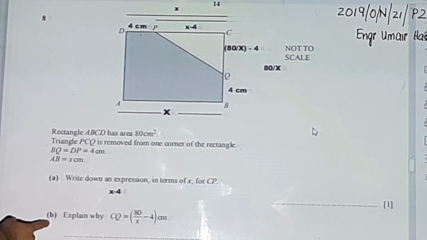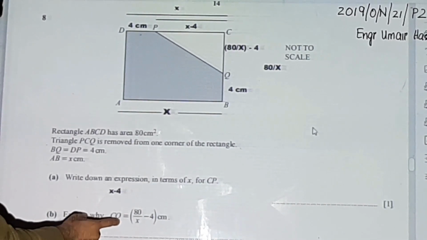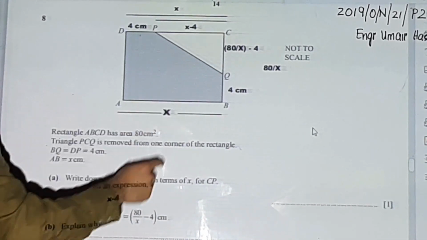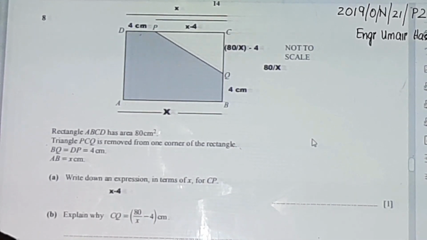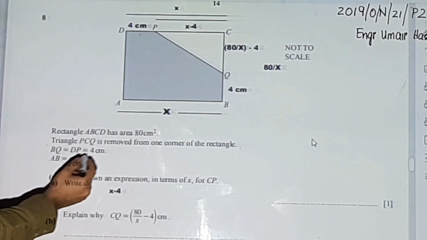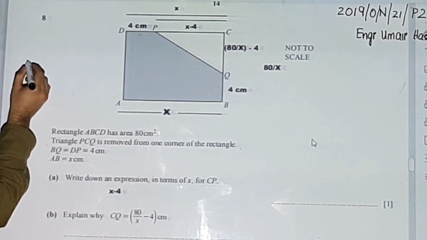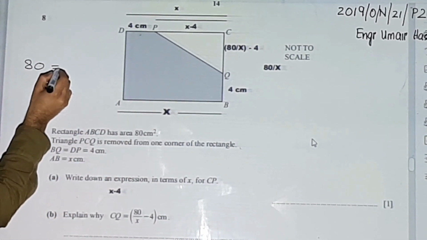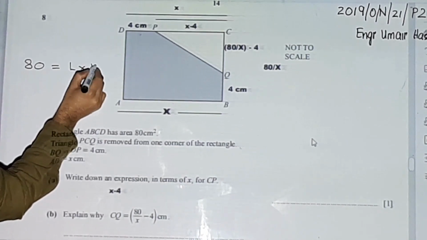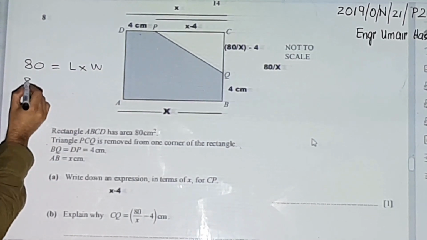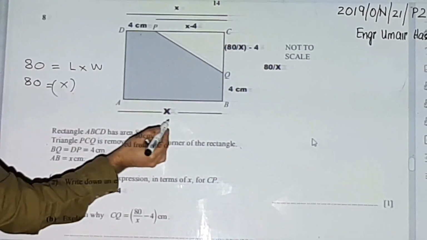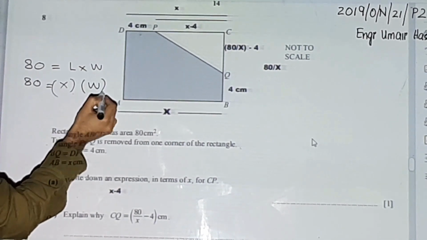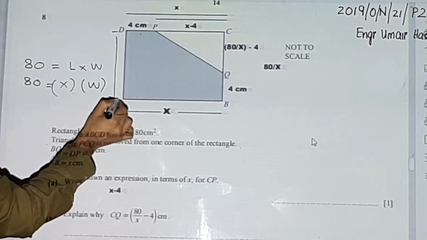Now in part B, they have asked us to explain why CQ is 80 over x minus 4 centimeter. Now because the area of the rectangle is 80, and area is equal to length multiplied by width in the case of a rectangle, so 80 is equal to length, suppose it is x as given over here, and width we don't know, this one, you may call it width or height.